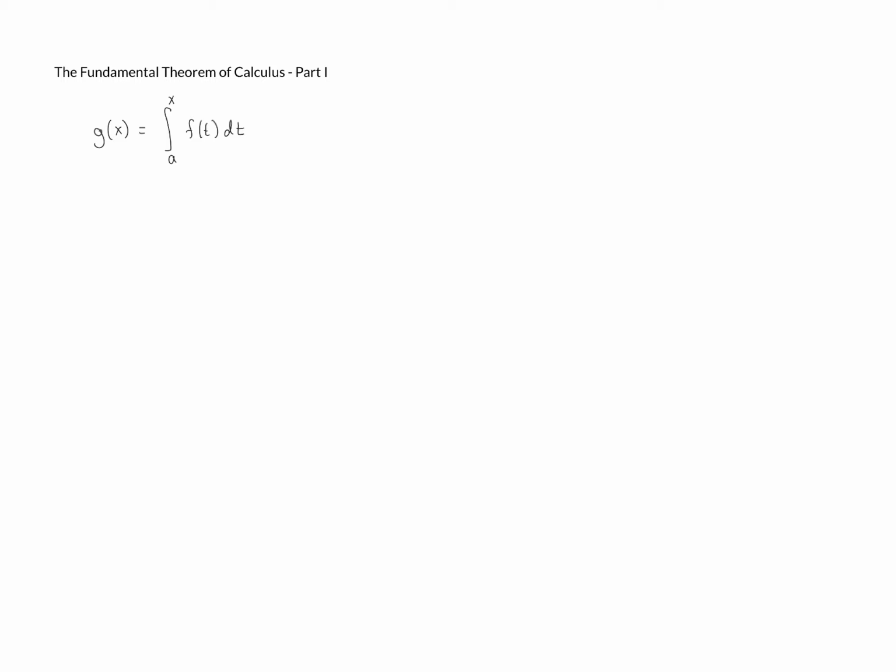Now, this is maybe a little bit difficult to wrap your head around, but there is a nice way to look at it, particularly if our function f of t is always positive. We can consider this function to be the area so far function. Let me show you.